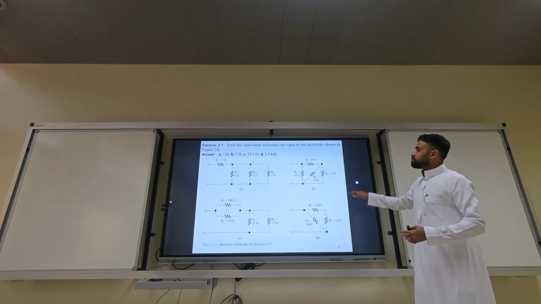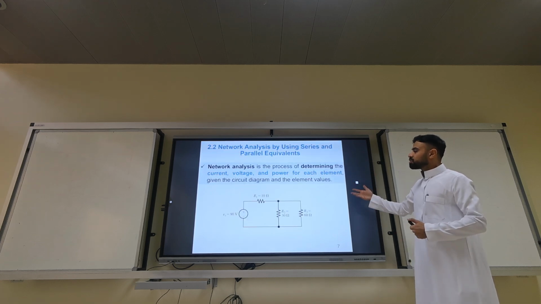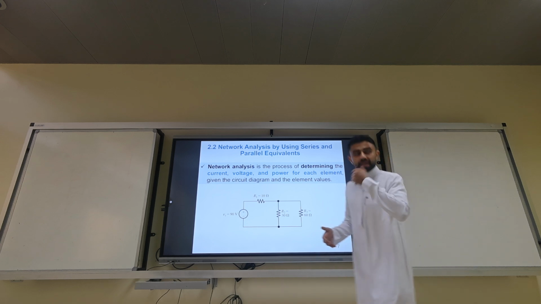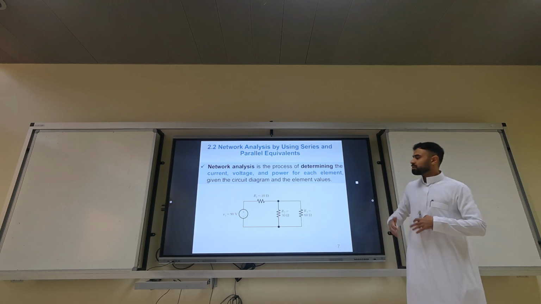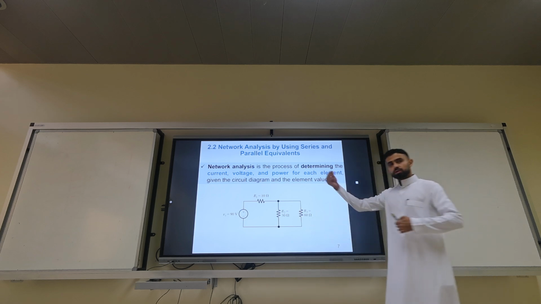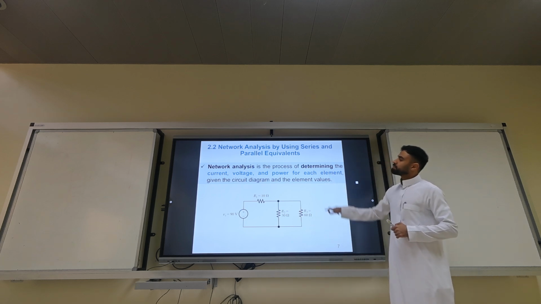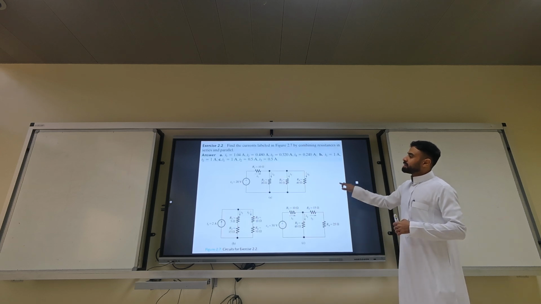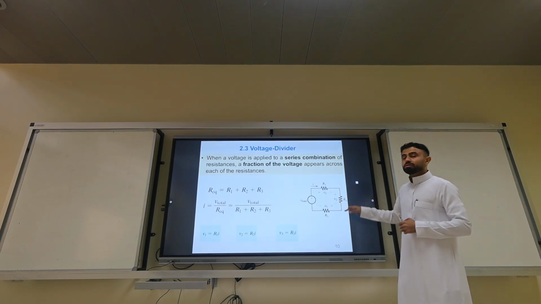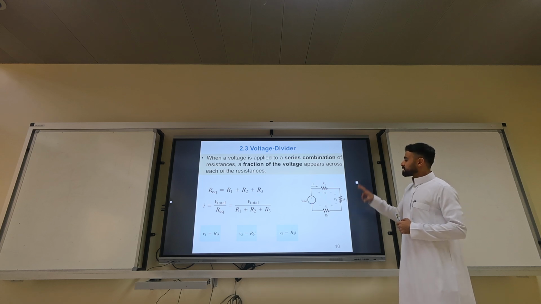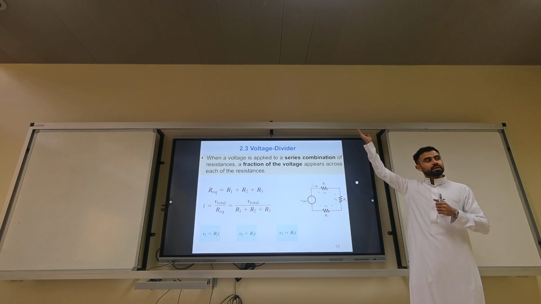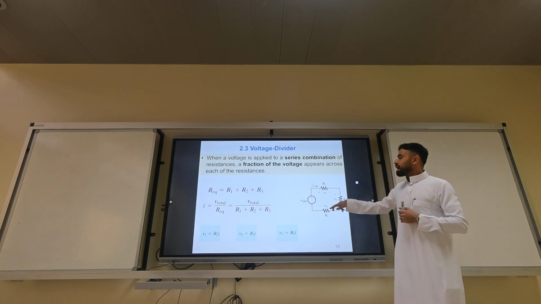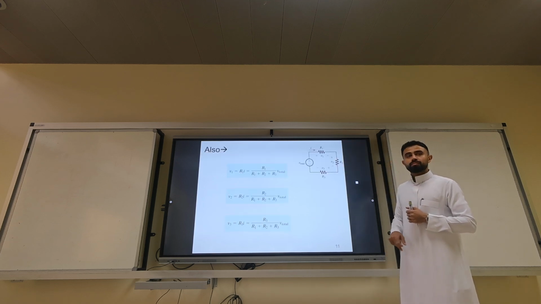Then we did network analysis using series and parallel equivalent. And we said this is an extension of chapter 1. We simplify the circuit and we do KVL, KCL. We also studied the voltage divider rule, which is the voltage gets distributed proportionally, that as the value of the resistors increases, then we will have more voltage drop.